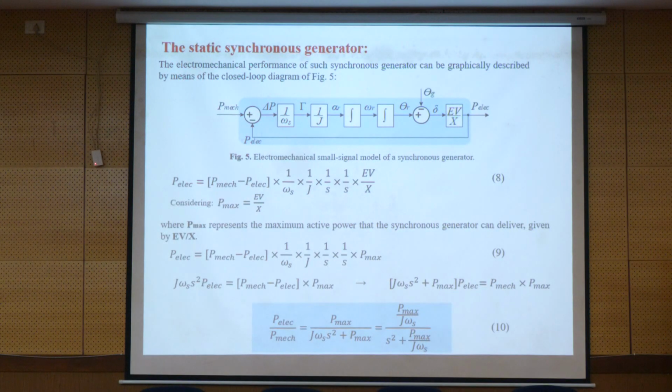Now we get back here. We see P mechanical minus P electrical. P mechanical means that we have something behind the generator which turns the shaft of this rotor and provides the output electricity. So P mechanical minus P electrical is delta P.